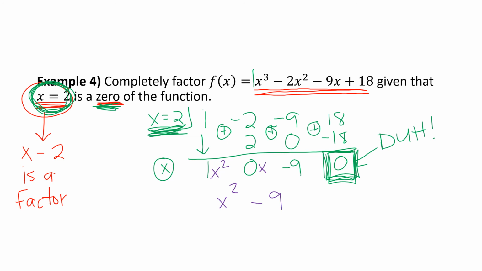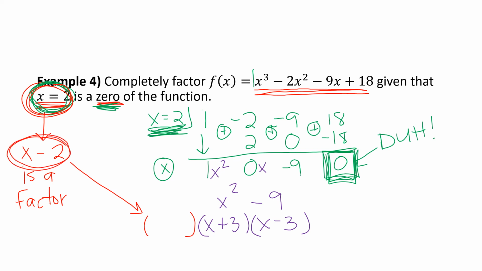And I recognize something special here. I am working with the difference of two perfect squares. So the square root of 9 is 3, so that leaves me with x plus 3 and x minus 3 for my factors. Now, don't forget about the original factor from the very beginning. When they told us that x equals 2, then I understood automatically that x minus 2 was also going to be one of my factors. So here we have three factors: x minus 2 times x plus 3 times x minus 3.